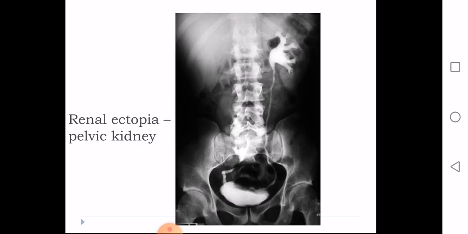Now, renal ectopia. What does renal ectopia mean? It is lying somewhere else. And one of the types is where both the kidneys are lying on the same side.